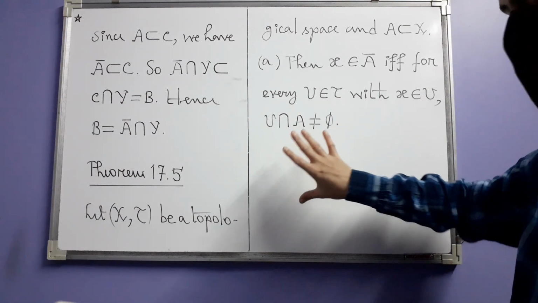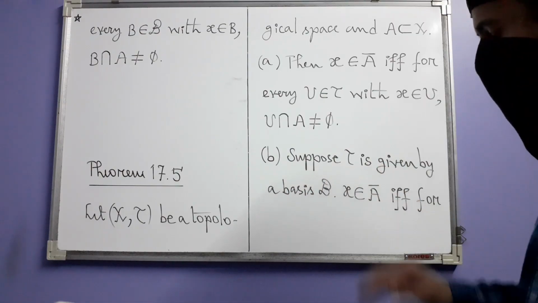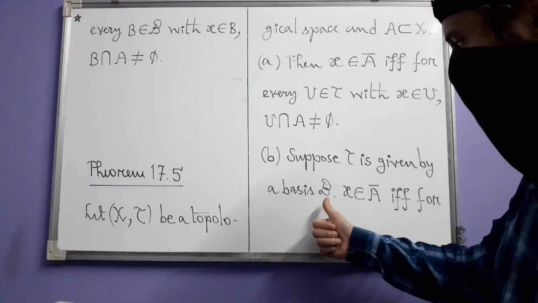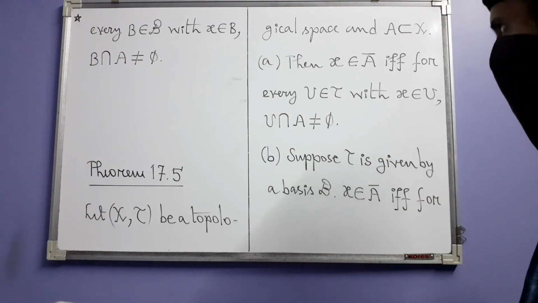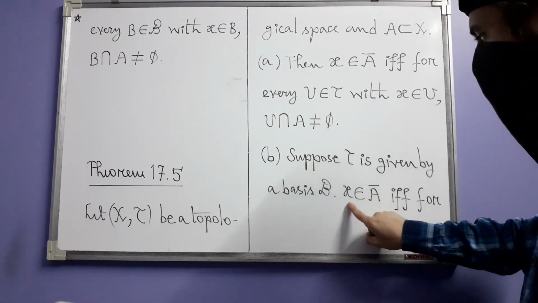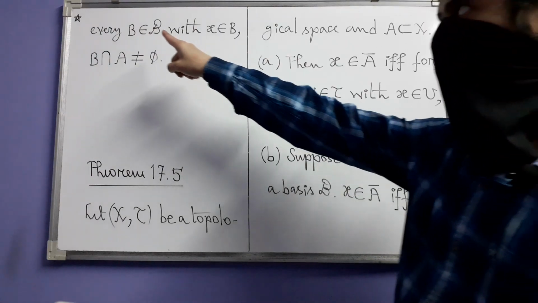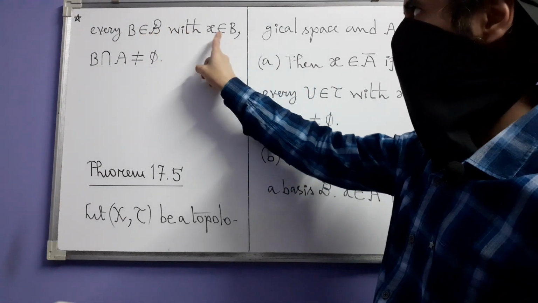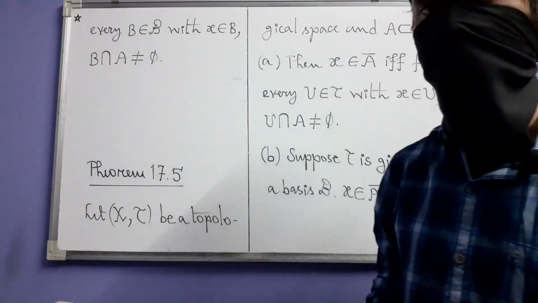And there is a part B also. In part B, we assume that the topology tau is given by a basis, script B. Then again, another such statement, this time x belongs to the closure of A if and only if for every basis element B which contains the point x, that basis element intersects A.